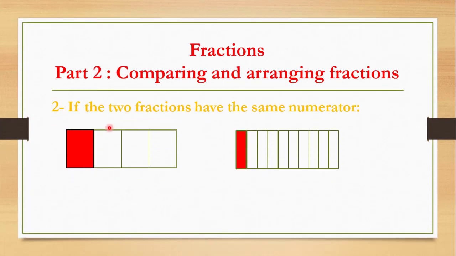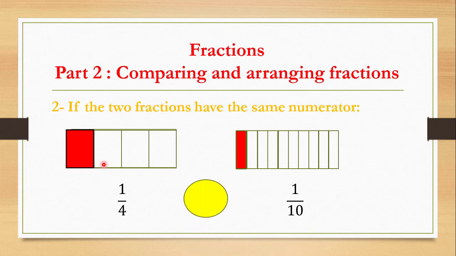The second case, if the two fractions have the same numerator. Look at the two figures here. We have the same rectangle, but here, this rectangle is divided into 4 parts. Here, this rectangle is divided into 10 parts. So, let's begin by writing the suitable fraction. The first one here will be 1 over 4. This is the fraction represented by the red part. Okay, what about this figure, the second one? Yes, 1 over 10.